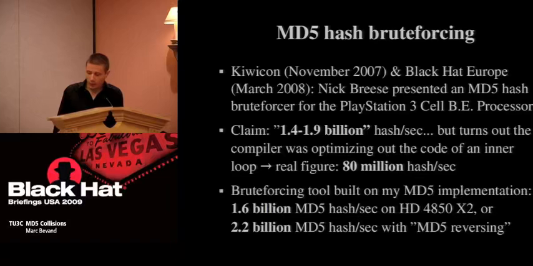But with the MD5 implementation I wrote, I actually do reach 1.6 billion MD5 hashes per second on the video card. And one possible optimization called MD5 reversing, which consists of basically not computing the last 15 steps of the MD5 compression function, would allow me to reach up to 2.2 billion MD5 hashes per second, which makes it the fastest MD5 brute forcer ever.